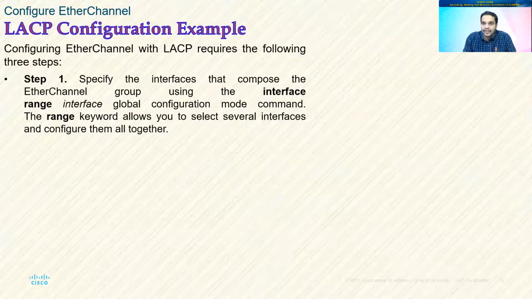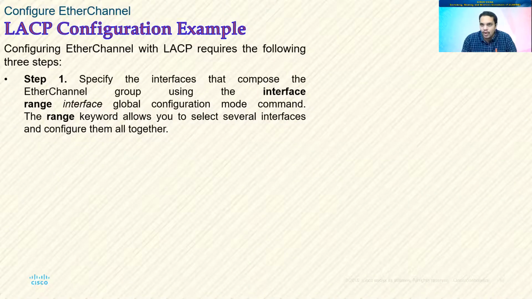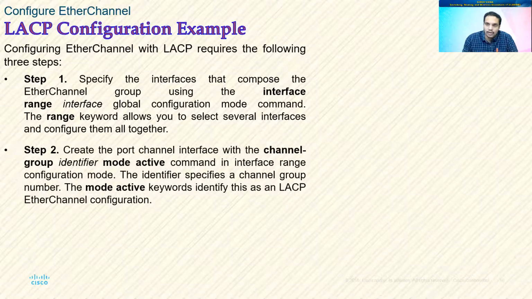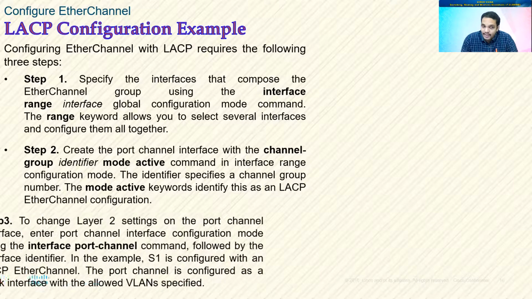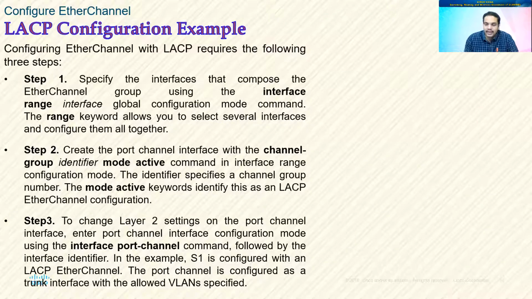The first command is your interface range command, which helps you to choose all the interfaces that you want to bind together into one logical interface. Once you use the interface range command, you can select whatever interfaces that you want. The second step is to type in channel-group identifier mode active. I'm saying active because I'm trying to configure an LACP EtherChannel. I can just use the identifier 1, 2, 3, 4, 5, anything I want, and then I type in mode active. Once I do the second step, in the third step, I can now refer to this particular logical interface with the interface port-channel command.